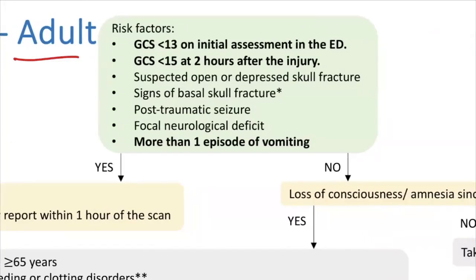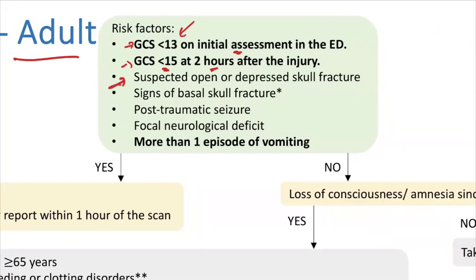What are the risk factors? First thing you'll be seeing is the risk factors. On initial presentation in the emergency department, if the GCS is less than 13, that is one risk factor. You're seeing whether this risk factor is present. Another risk factor is if the GCS is less than 15 after 2 hours of the injury. So the road traffic accident was at around 2 p.m. and he has come to the emergency department at 5 p.m. You check the GCS, it is less than 15. That itself is an indication to go ahead.